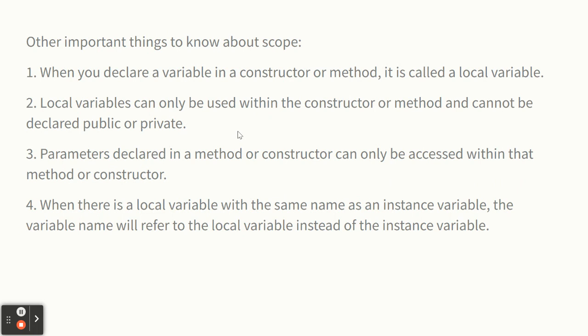And parameters in a method or constructor can only be accessed inside of that method or constructor. So when you say public Chicken(String n), that n variable, you can't use it in other methods or the toString or something because it's gone. It only exists in the moment that constructor is run. And finally, when there's a local variable with the same name as an instance variable, the variable name will refer to the local variable instead of the instance variable. I'm going to show you examples of all these.